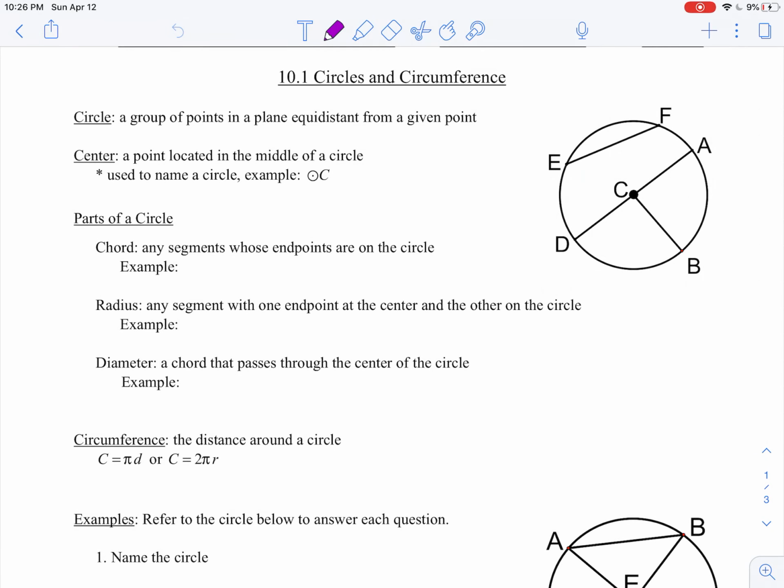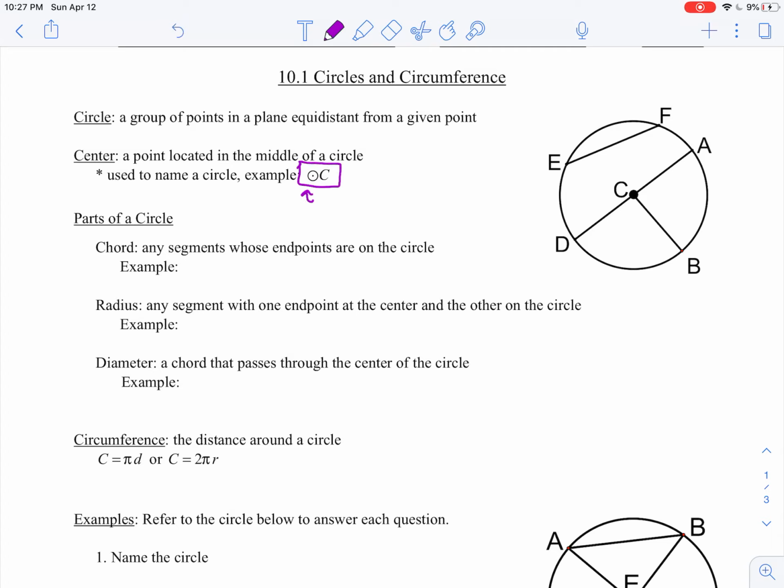Hello, today we are starting chapter 10, which is all about circles. A circle in geometry is defined as a group of points that are equidistant from a given point, meaning the same distance away from one certain point. That point is called the center of the circle. The center of the circle is always used to name a circle. A circle gets named like this.